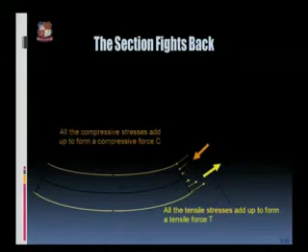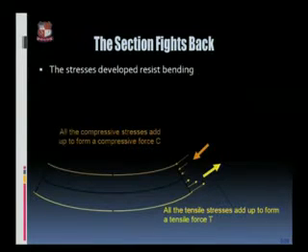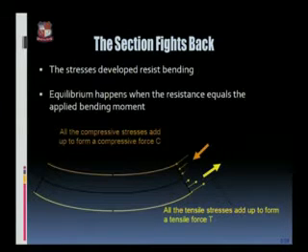If I assume it is again a sagging bending moment. Okay, so the net effect, you can see the tension is outward, the compression is inward, so the net effect of stresses will be 0 at the neutral layer. So the stresses developed will try to resist bending. The equilibrium happens when the resistance equals the applied bending moment.